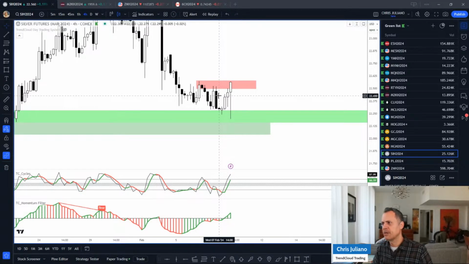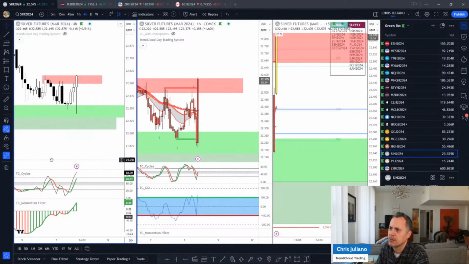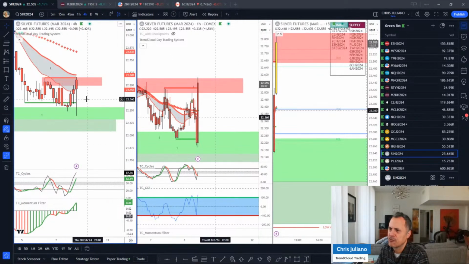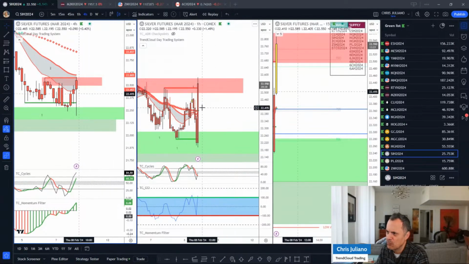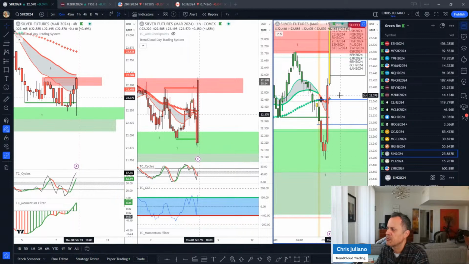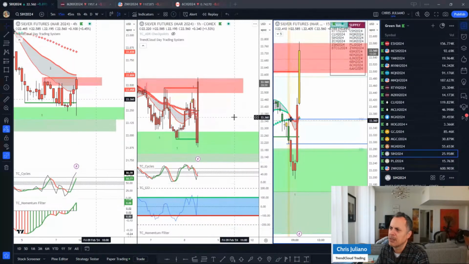All right, silver making a move out of that demand zone. So here we have a downtrend with upward momentum. We're just starting to break through, right? Ripped through the opening range.